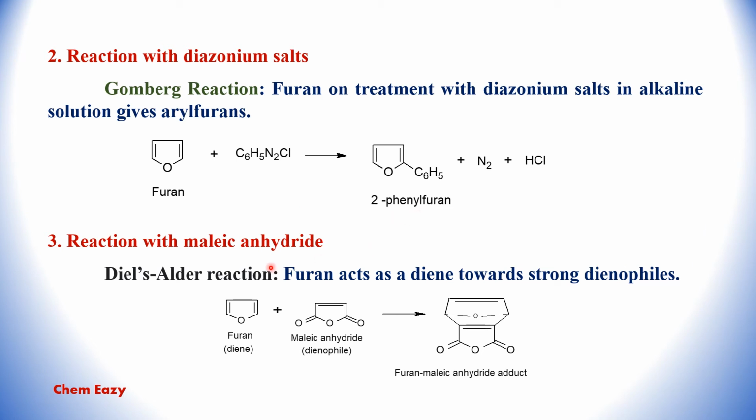Next reaction is the reaction of furan with maleic anhydride. This is called the Diels-Alder reaction. In this Diels-Alder reaction, furan acts as the diene and maleic anhydride acts as the dienophile. So this diene reacts with the dienophile and produces the furan maleic anhydride adduct.